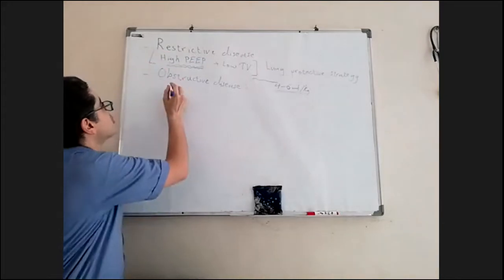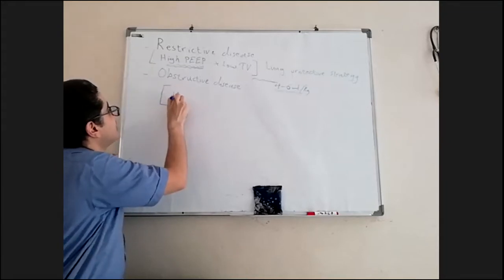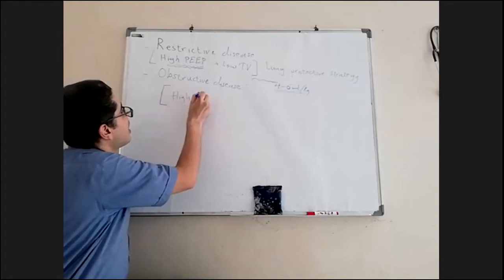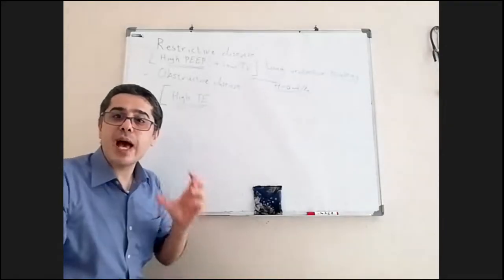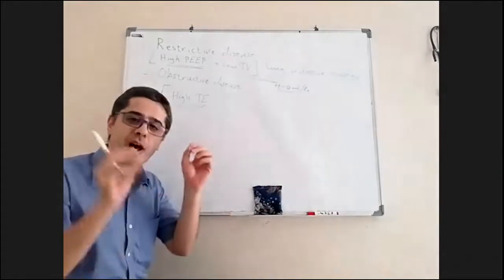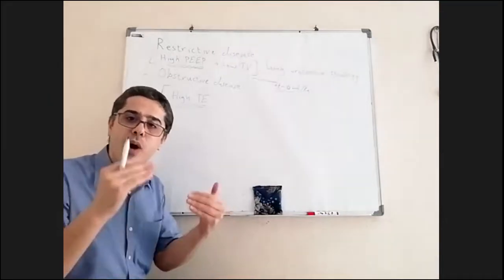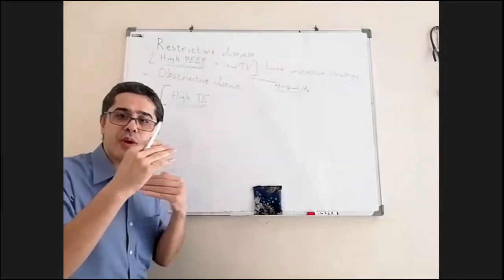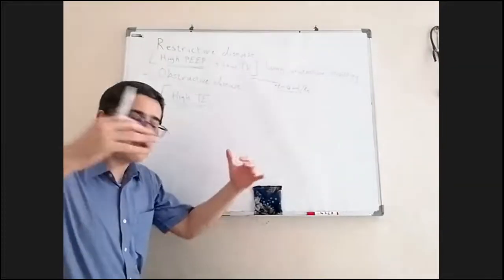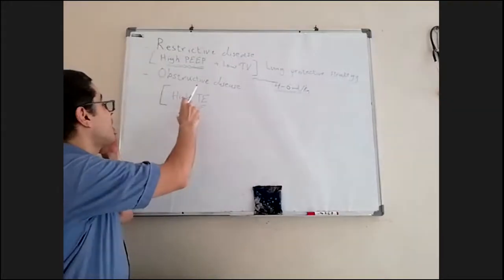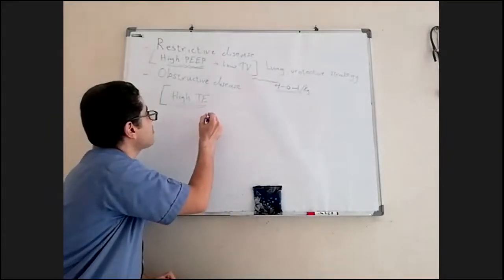So here the strategy is different. In obstructive disease, it is not high PEEP. In obstructive disease, we need high TE. How to get high TE and why do I need it? Because we have a prolonged time constant. You remember the definition of time constant from the previous lectures: the time required to equalize pressure between proximal airways and distal airways and alveoli. In obstructive disease, this time constant is prolonged, because we have a lot of air we want to take out. So I need to give time, high TE, to allow that air to go out. So how to get high TE? To get high TE, I must have a low rate.